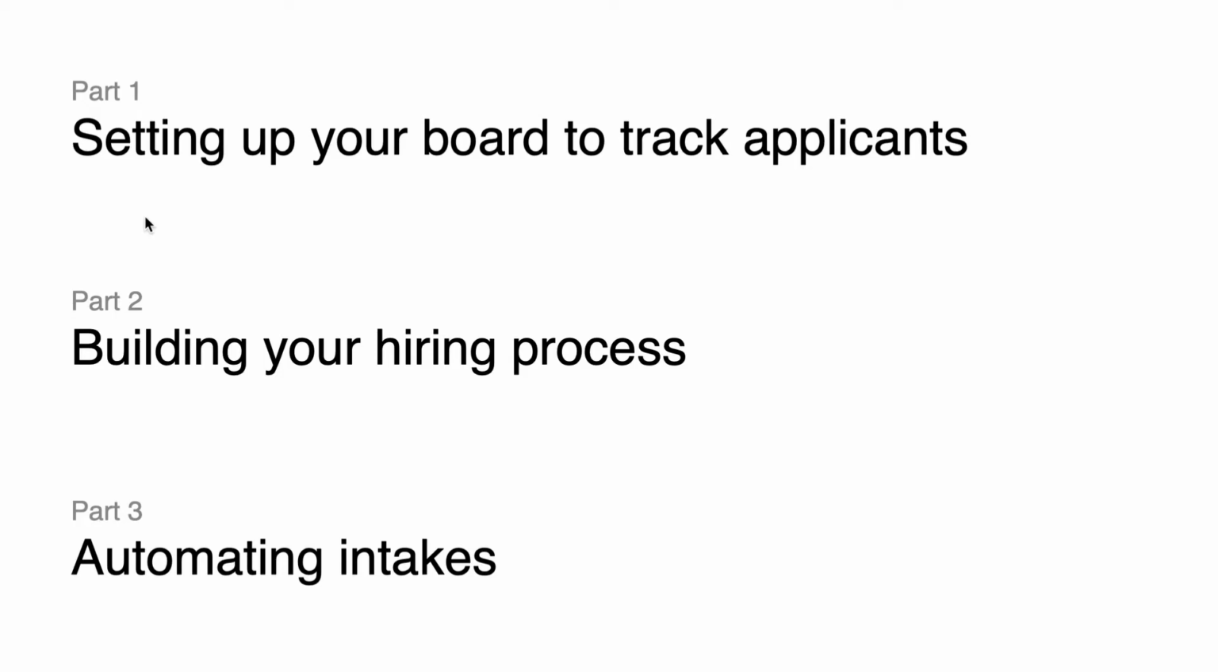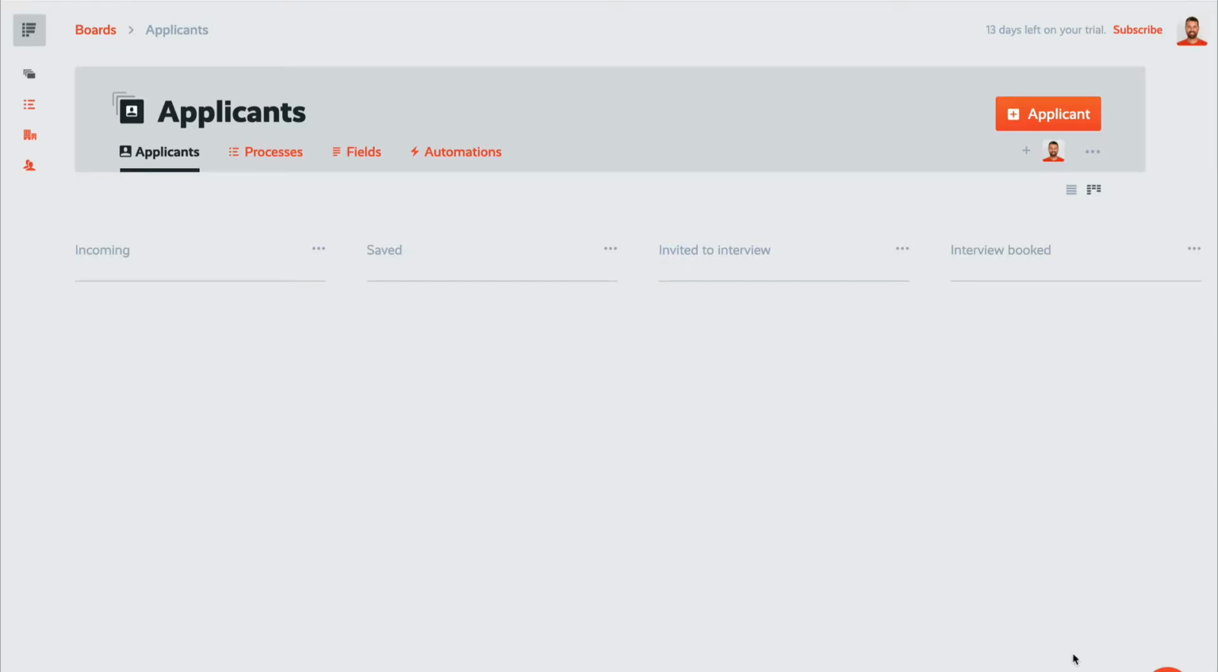All right, let's dive into part one. Now first, let's run through the finished product of what you're going to be able to do once this is all set up and ready to run. And then we'll go back and unpack everything, and I'll show you exactly how to build what I'm about to show you. So I've got this applicants board in ProcessKit.